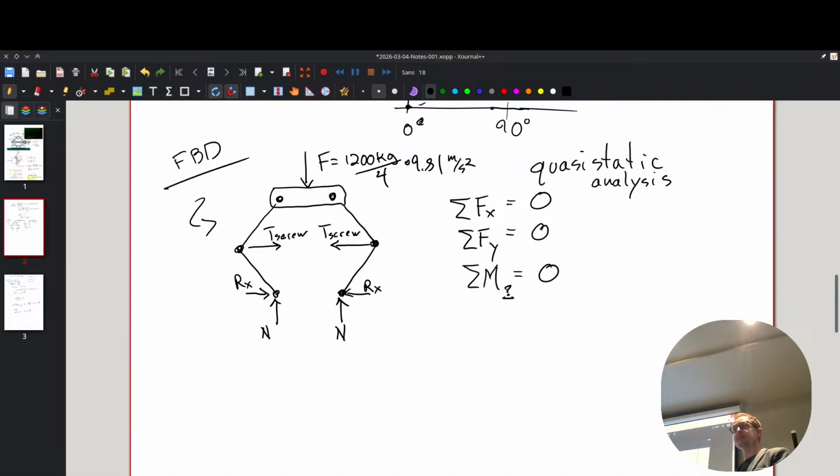The nice part is it just turns into a statics problem with motion. In statics, we know how to do it. The motion, we figured out how to do it. And then we'll figure out the rest. Okay? So let's try a quasi-static analysis.